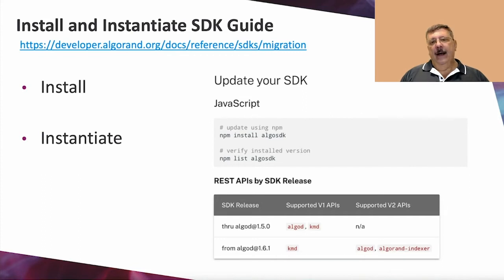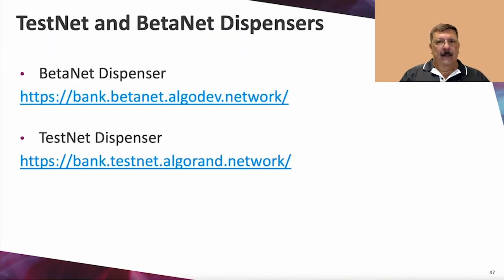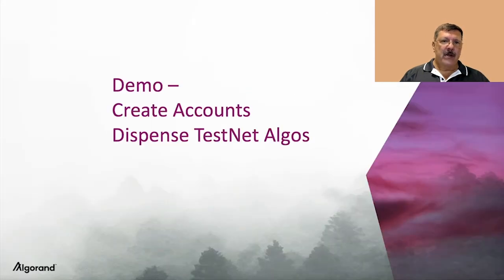Install and instantiate are very, very easy. There's a page at the top, a great reference for updating or installing your SDK. You can see right there, the example on the right is for JavaScript. You do an npm install with algosdk, and then you can verify the installed version. And then we have the dispensers that we talked about, the BetaNet dispenser and the TestNet dispenser, so that's available for developer use.